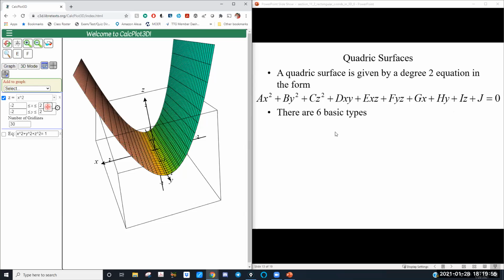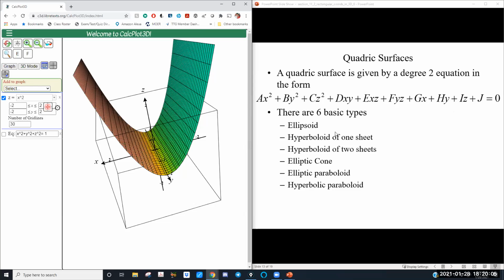We have 6 basic types. I'm not going to spend a lot of time on these because you saw them in the videos and you do have access to these notes, but there are just a couple of things I want to point out. Here are the 6 basic ones, and they all fall into certain categories because of something specific in the equation. We're going to go through each of these in order, and you'll see what the difference is.